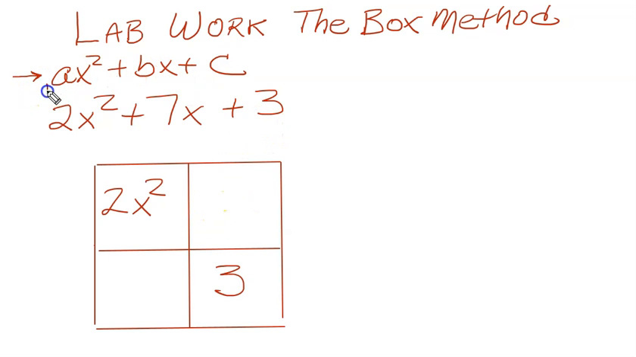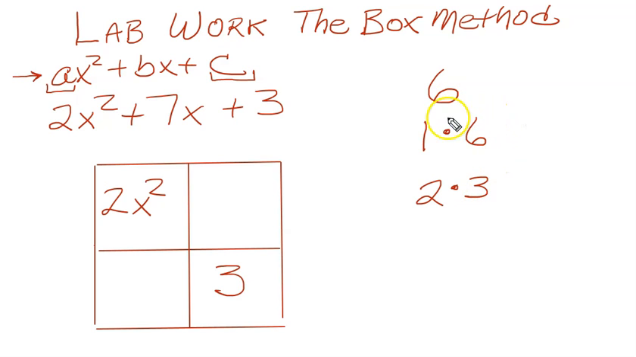Well, we're going to take our A term, which is a 2, and our C term, which is a 3, and multiply it together. So A times C will be 6. Now we want to consider what are the factors of 6. Well, this is sort of easy. There's a 1 times 6. These would be factors of 6. And there would be a 2 times 3.